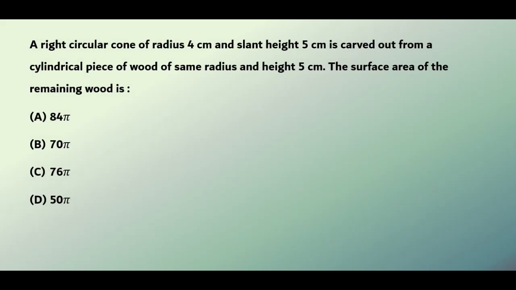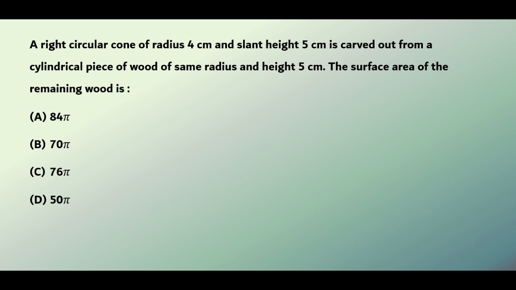Now, last question on mathematics. A right circular cone of radius 4 cm and slant height 5 cm is carved out from a cylindrical piece of wood of the same radius and the height 5 cm. The surface area of the remaining wood is.